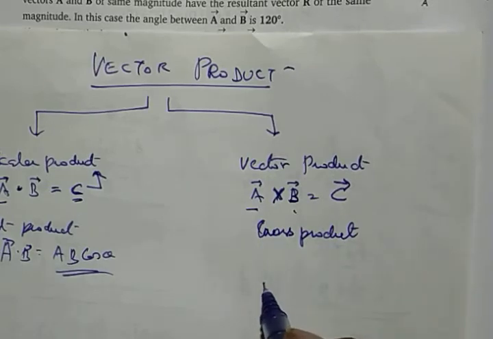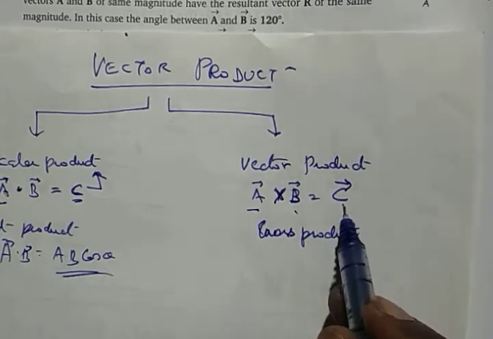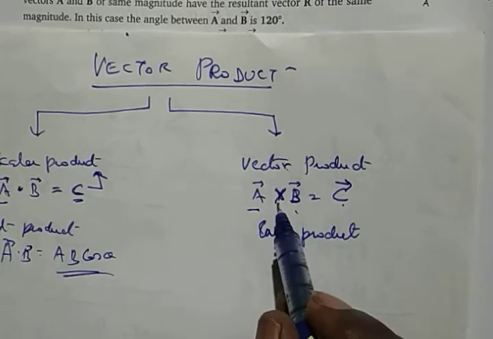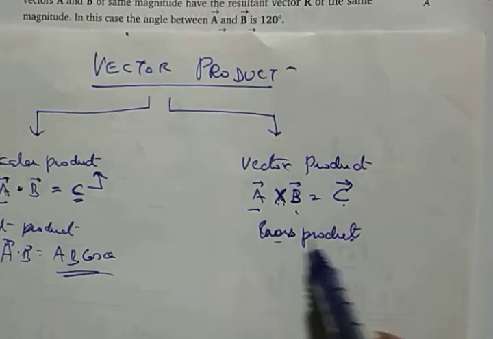This is called cross product because it is giving a value which is a vector. So it's called vector product. In other words, the representation is cross. So you have a word called cross product given here.